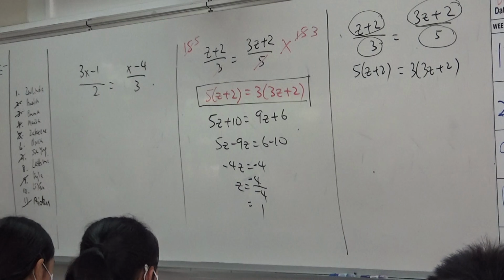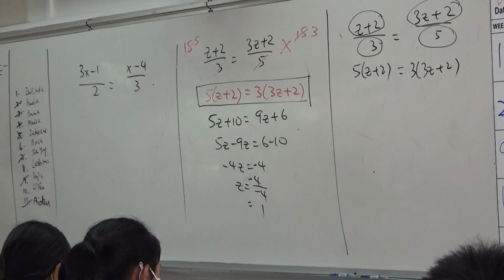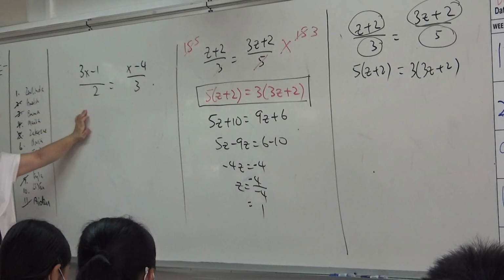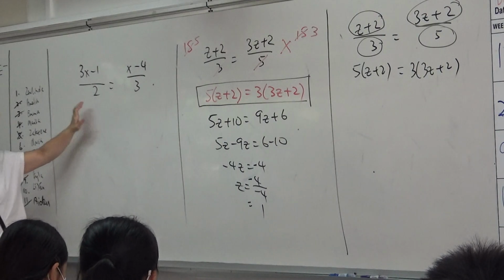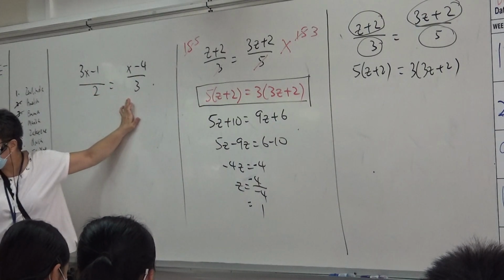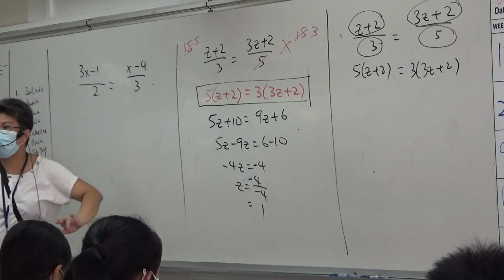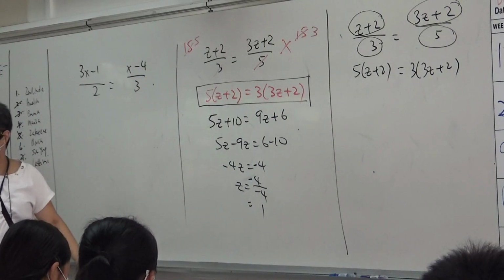Okay. Now we check out. Is this numerator, denominator, one set? Numerator, denominator, one set, right? Okay, I can do cross multiplication now, right? Okay, what do I do now?